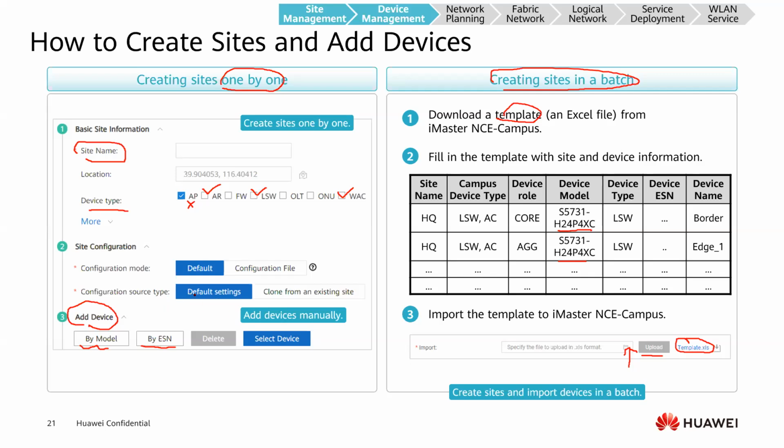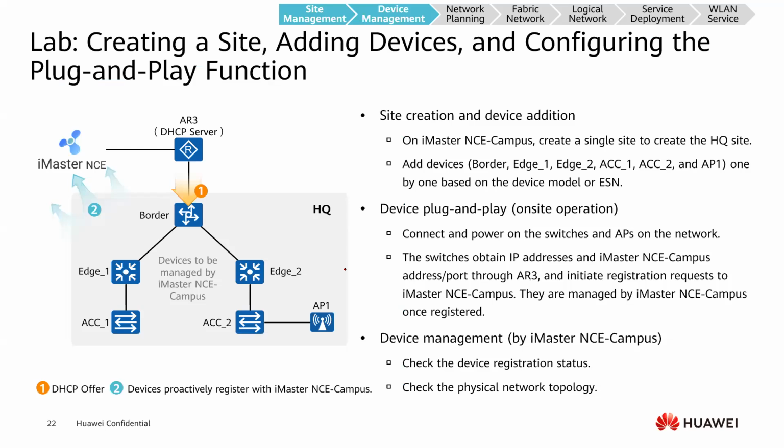So there are two modes for you to create the sites. For a small number of sites, you can just use the first one to create them one by one. And for a larger number of sites, you can just use the second one. Just download the template and create the sites in batch. And then this is our experiment, which we will introduce in the next part.